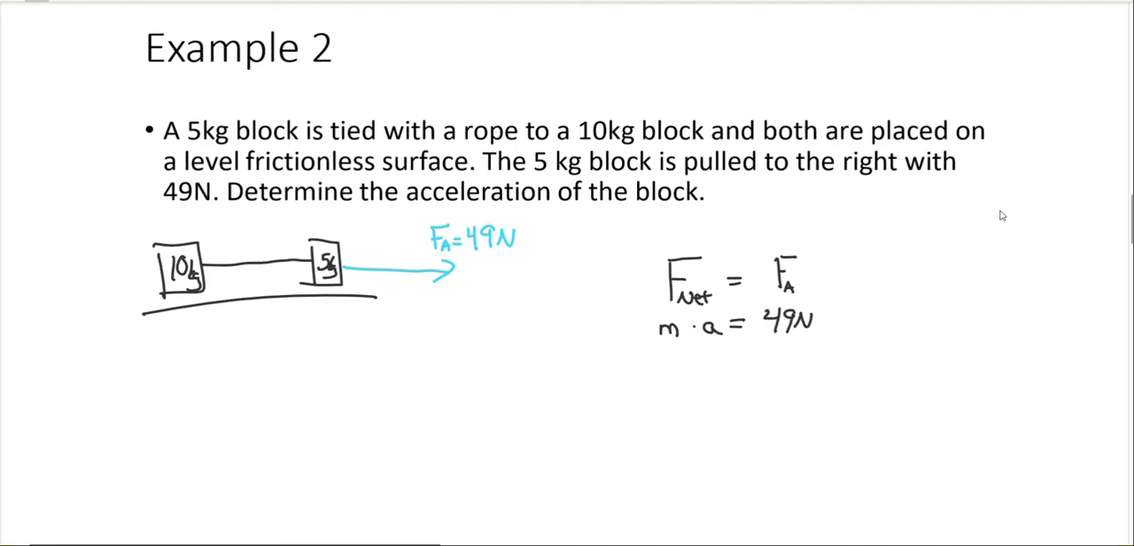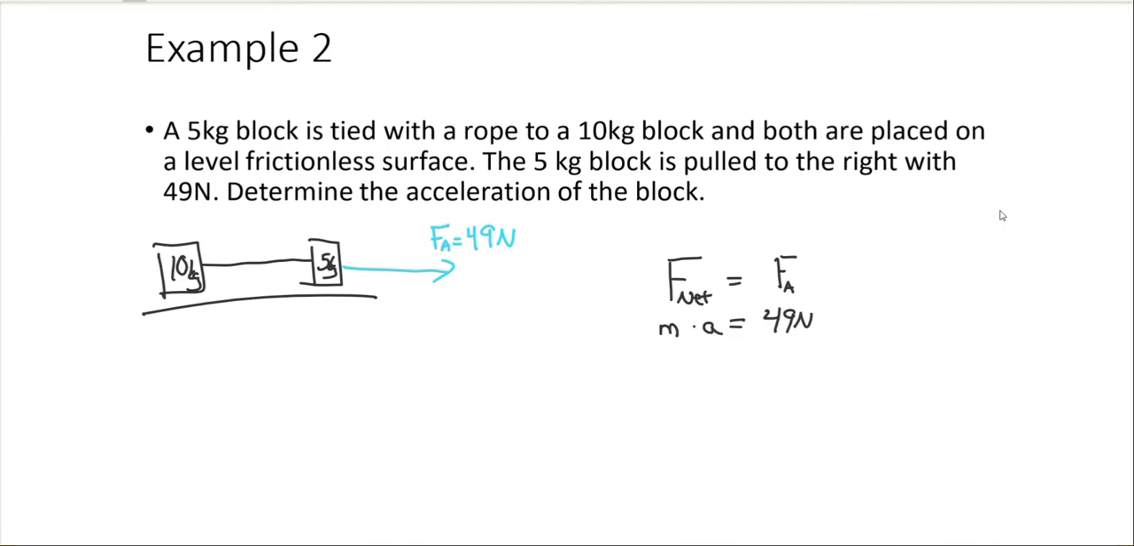What's our mass this time? Are we pulling just the 5 kilogram block? Hopefully, you just said, no, Mr. Westergaard, we're not. Because you can see that the 5 kilogram block is attached to the 10 kilogram block. And if you pull the 5 kilogram block, you're also pulling the 10 kilogram block. Because they're connected by a rope, you're pulling both masses.